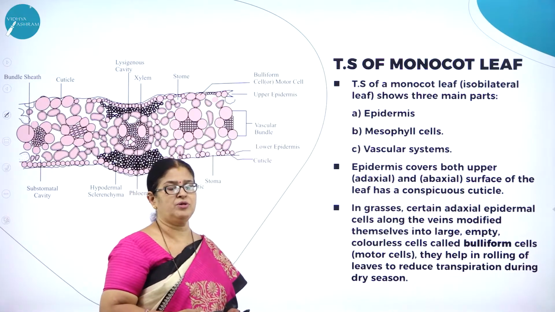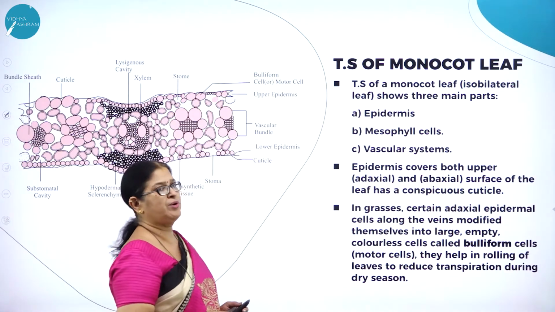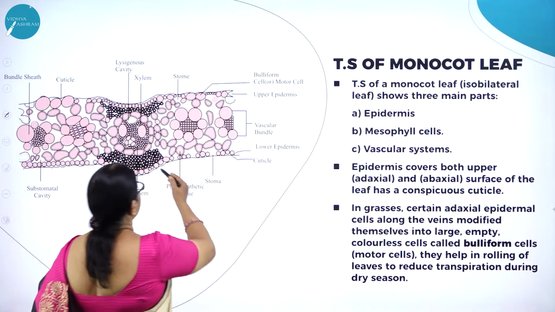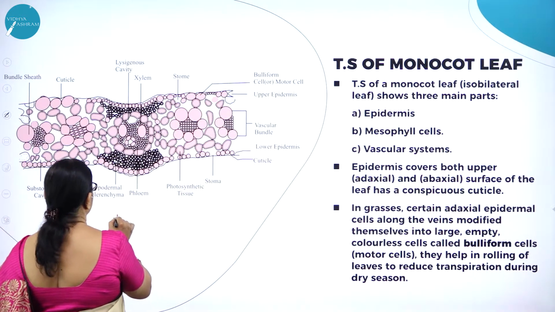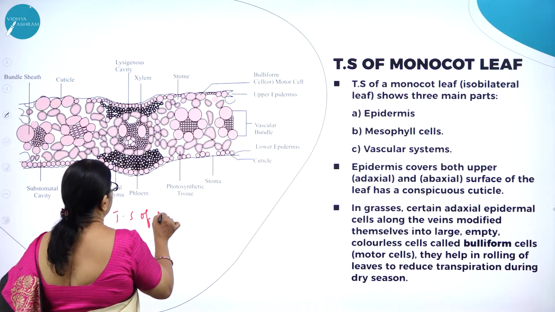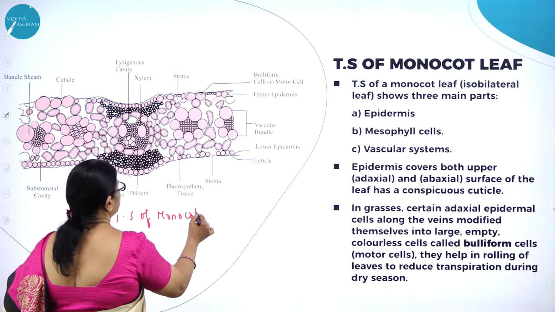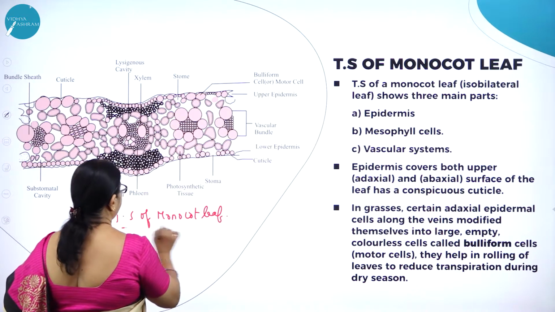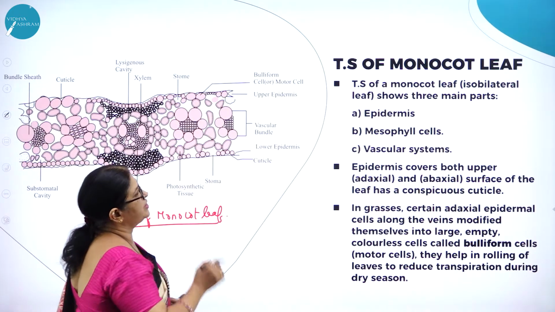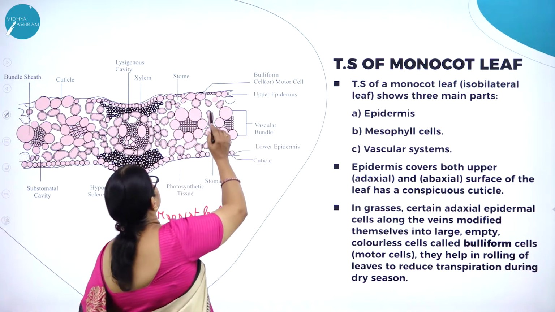So that is all about the dicot leaf. Now let us study the TS of monocot leaf. See, this is how it looks. So the TS of monocot leaf has what?